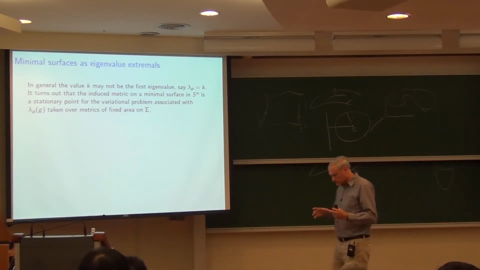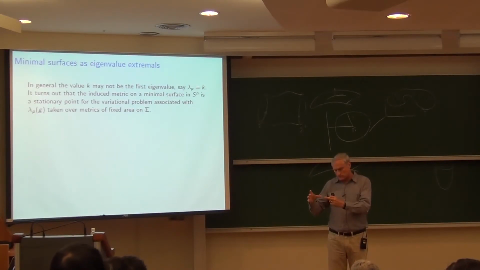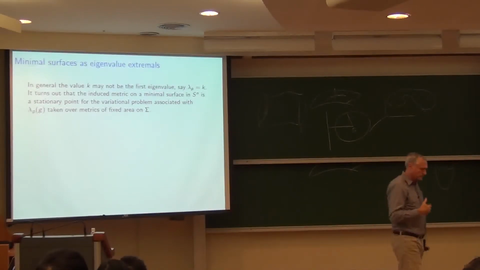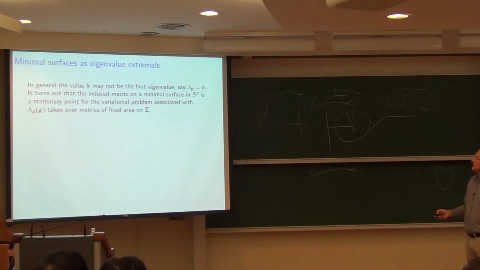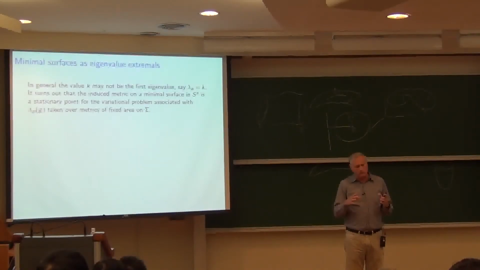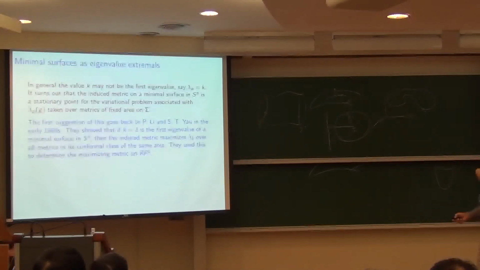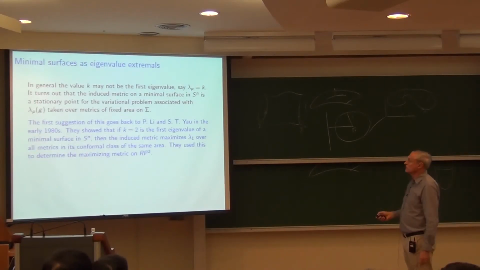So if you consider varying the metric g arbitrarily as a Riemannian metric, the abstract metric, and you look at lambda_p as a function of the metric, then the fact that it's the induced metric on a minimal surface tells you that it's a stationary point for the variational problem defined by the eigenvalue. So in particular, the minimal submanifolds of spheres play a role as the extremals for eigenvalue problems. So if we consider the problem of fixing the area and minimizing or maximizing an eigenvalue, then the extremals will occur in the class of minimal submanifolds. That's the basic principle. And in fact, the first suggestion of this property goes back to an old paper of Li and Yau in the early 80s.